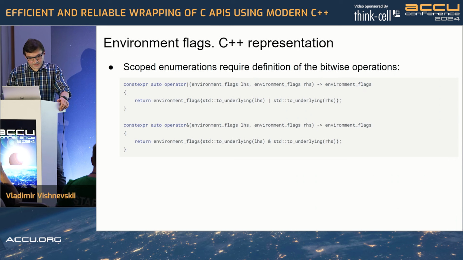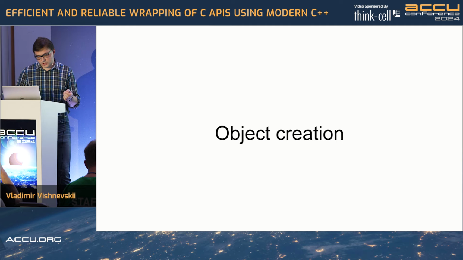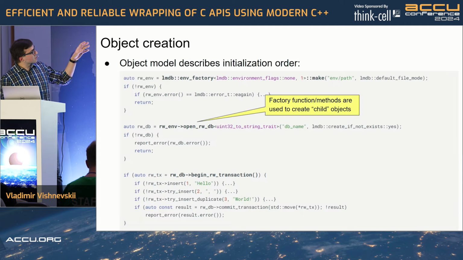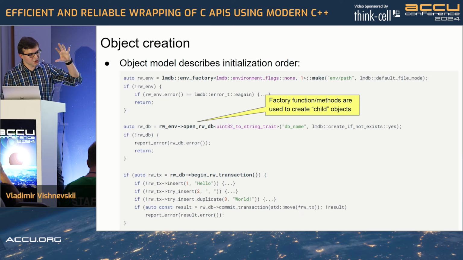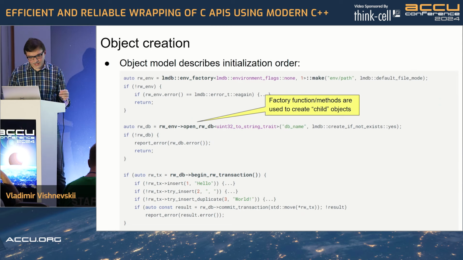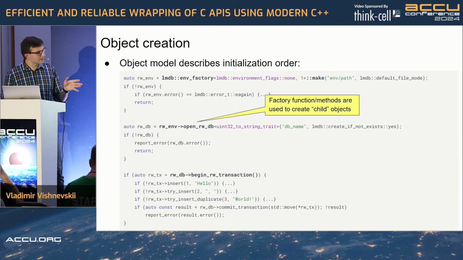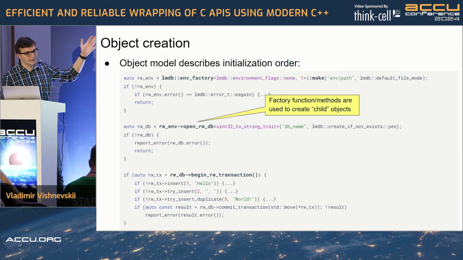Now, about overall object creation. In our usage example, we saw that we use the factories, or I used the factories, that produce the children in the LMDB logical structure. These are factory methods. This is not the object-oriented design factory pattern. No polymorphism involved. It's just a function that produces another object.